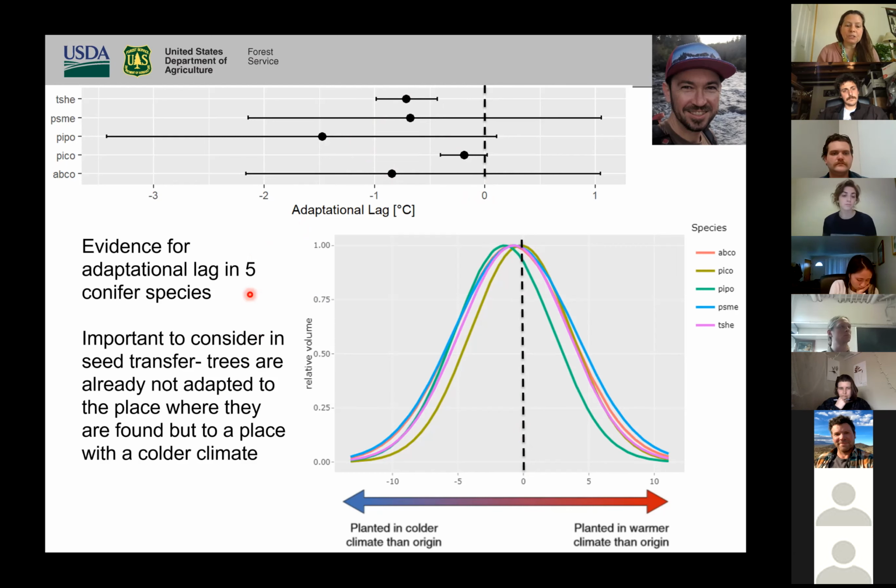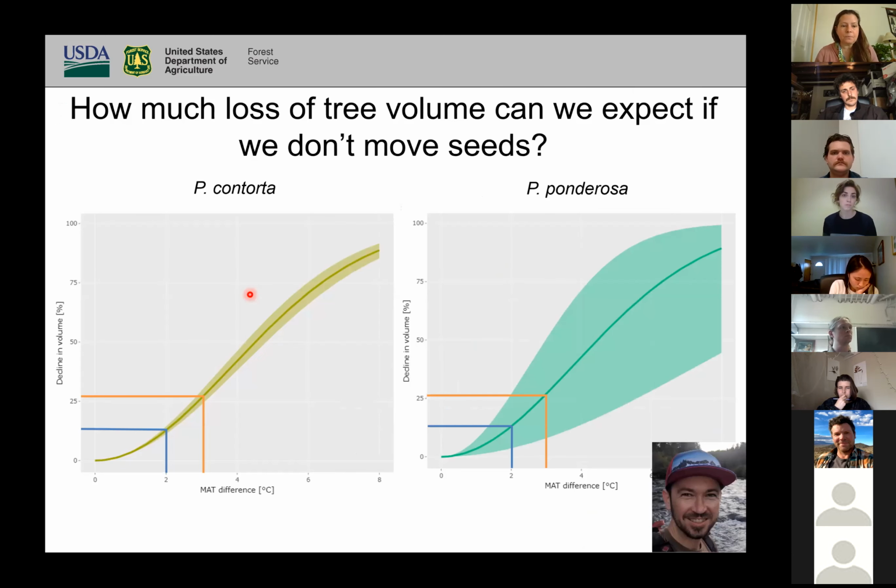So I think this is really important to consider in seed transfer, because seeds are already not adapted to the climates where they're being collected, but in fact, they're adapted to a slightly colder climate. So how much loss of tree volume can we expect if we don't actually move seeds? So you'll see here, this is kind of flipping that graph around. This 0 now is not 0 transfer, but this is the height, the volume we'd expect at the optimal temperature for these trees.